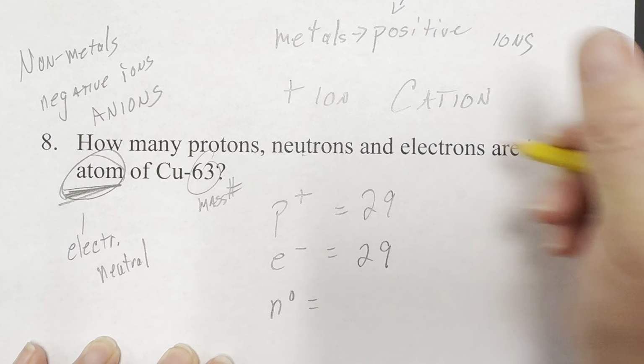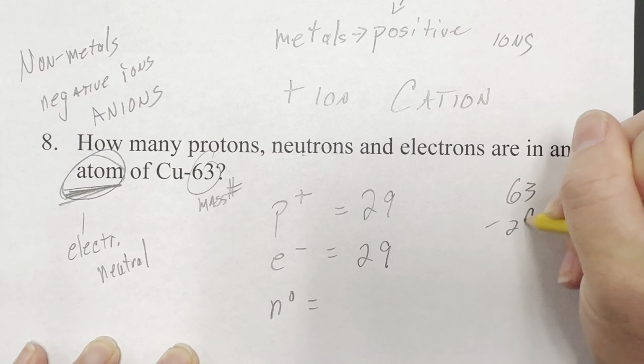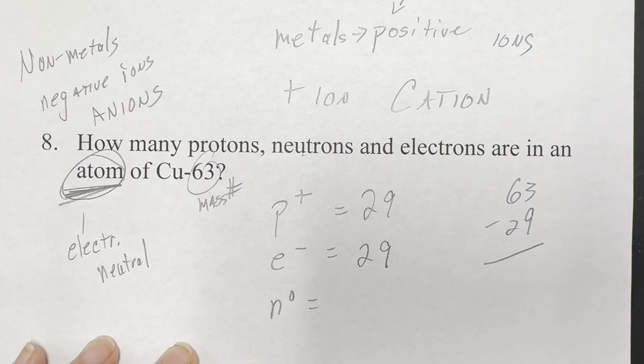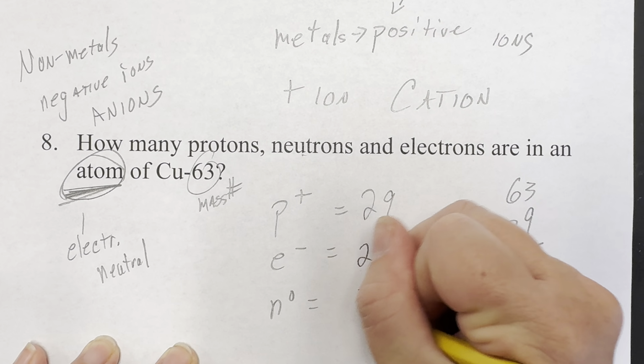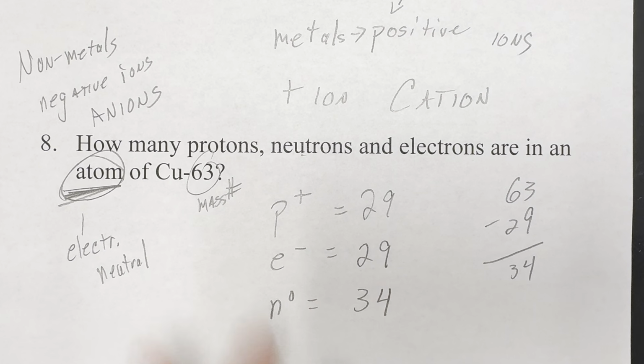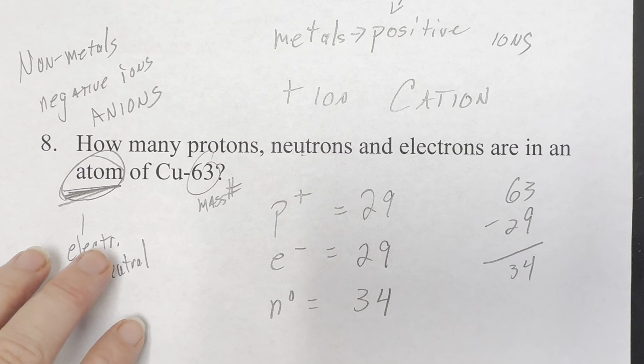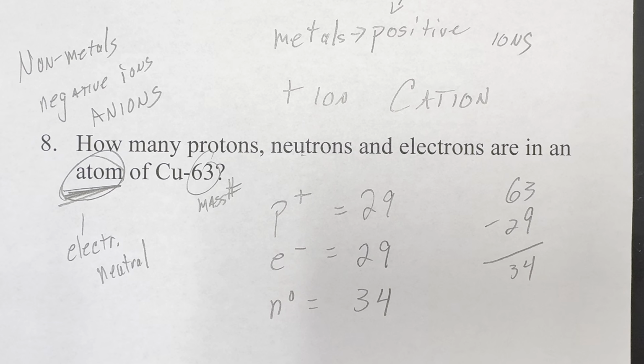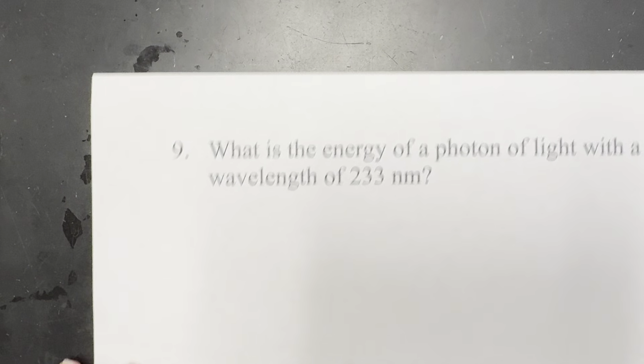Remember, to figure out those neutrons, you're going to take that mass number. That's the mass number. So 63 minus 29. And when you do 63 minus 29, you get 34. So my number of neutrons is 34. Please make sure you are comfortable doing these. You will have, obviously, a good amount of questions on those in the test. Moving on to number 9.